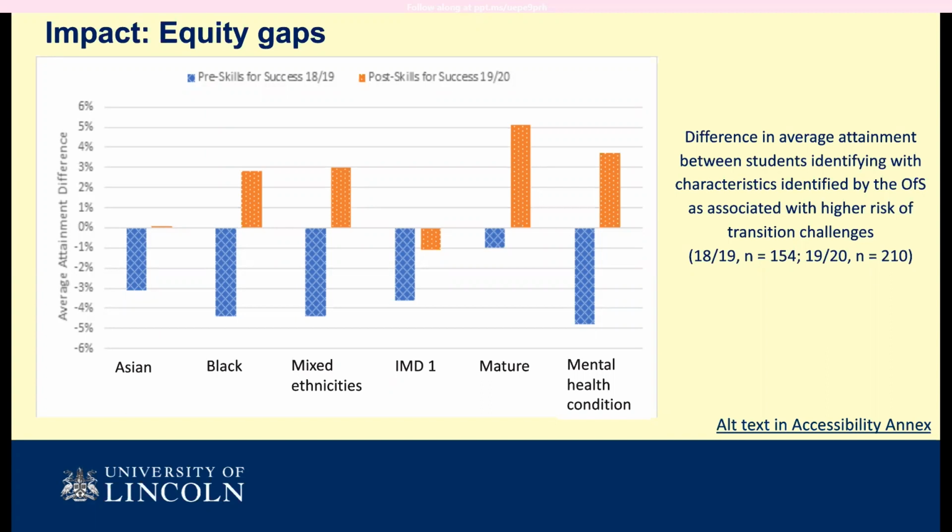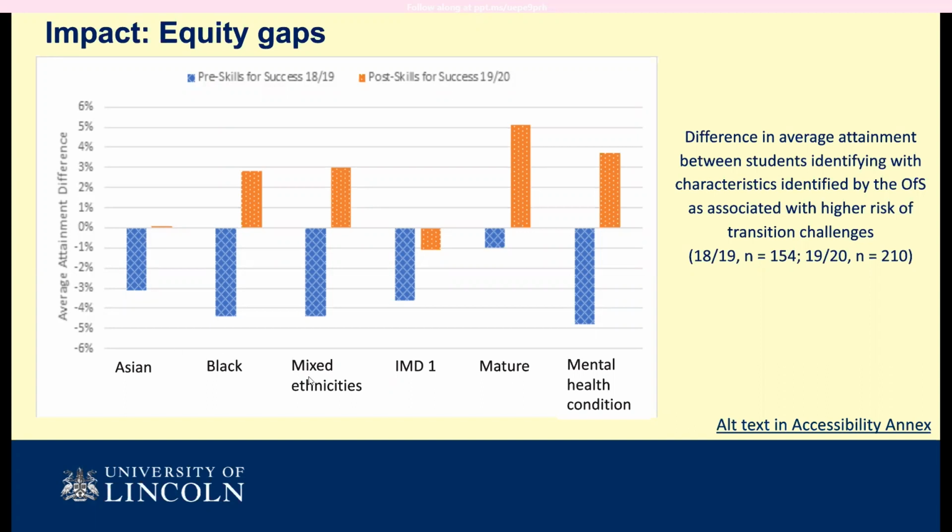Once we'd introduced this unit, we looked at the attainment in the associated academic skills module. So the ones where they were writing essays, presentations, reflections, things that would seemingly not be that related to managing your stress. But the attainment gaps closed and actually sometimes reversed.